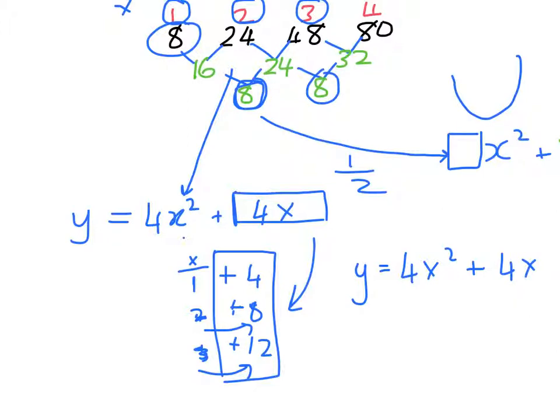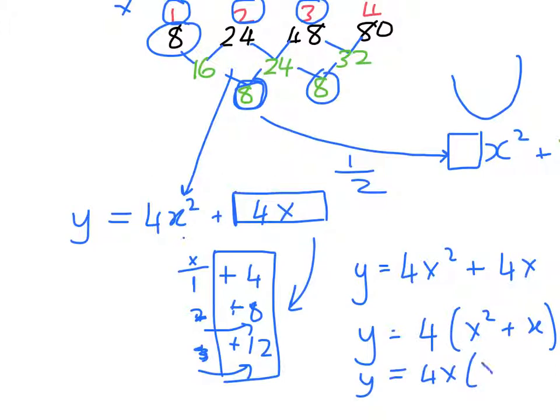The other way you could write that would be y equals 4. You could write it several ways. 4 times x squared plus x, or y equals 4x in front of the brackets, which leaves you with x plus 1. Any of those would be all the same.